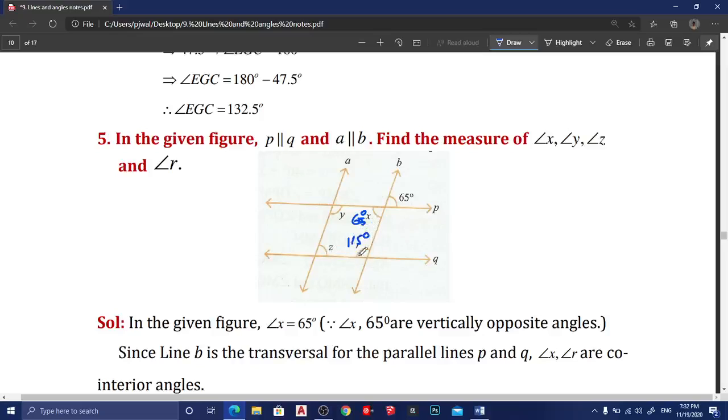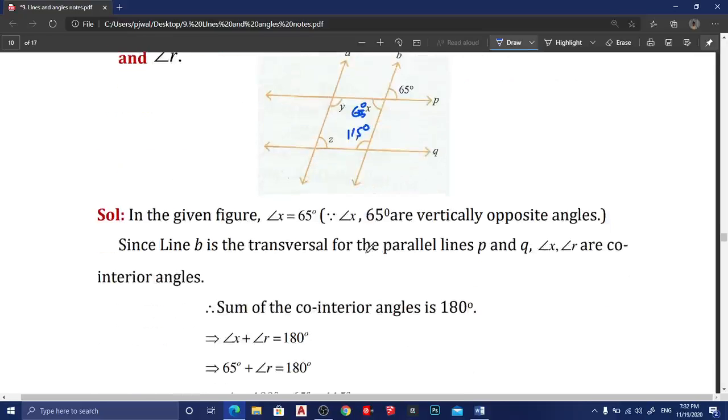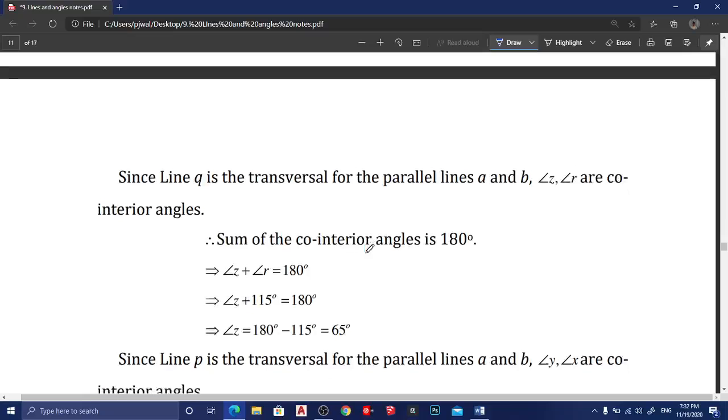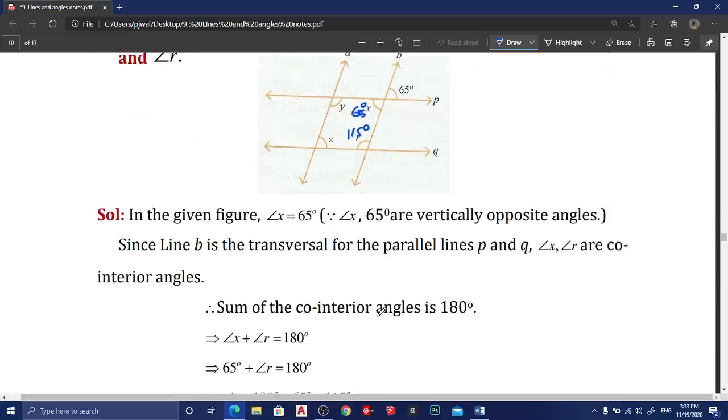Now again these two angles are alternate interior angles. Since lines A and B are parallel to each other and this is the transversal, the sum of these two angles, which are angle R and angle Z, is also equal to 180 degrees. So angle Z plus angle R is equal to 180, angle Z plus 115 is equal to 180 degrees. So angle Z is equal to 180 minus 115, which is 65 degrees. Now you find this angle also is 65 degrees.